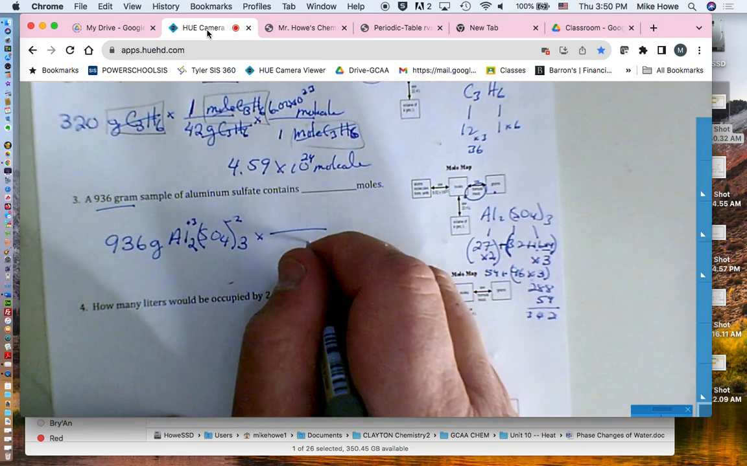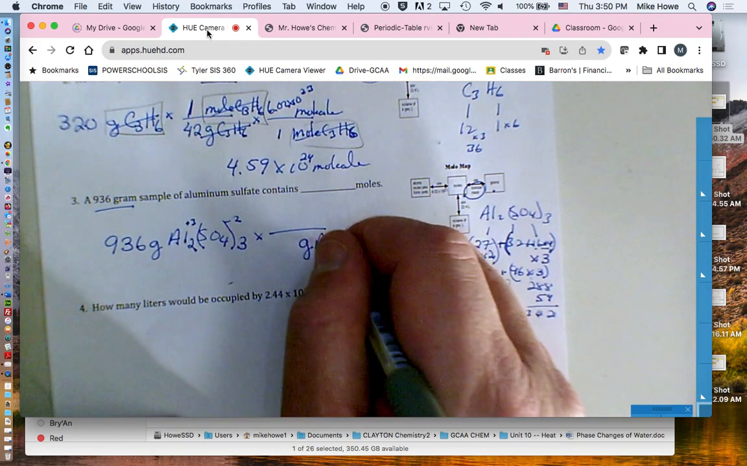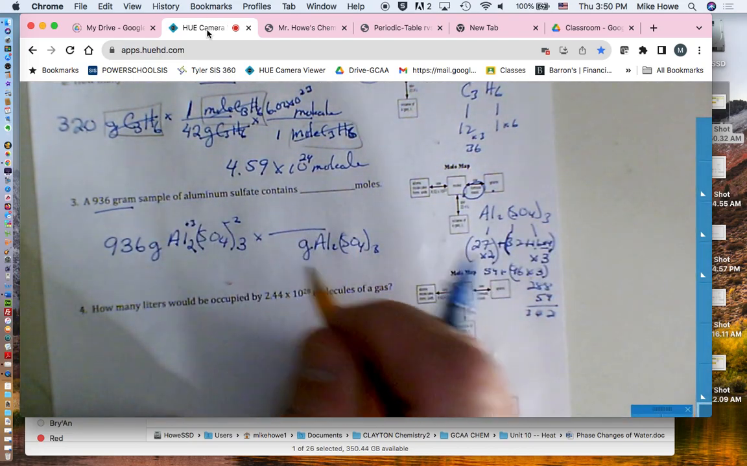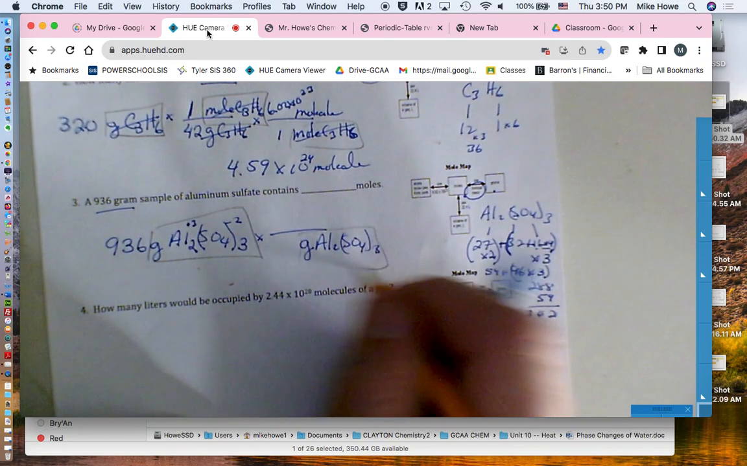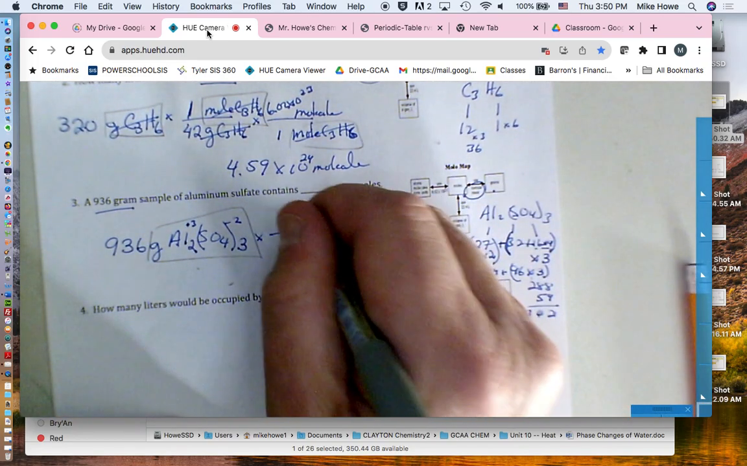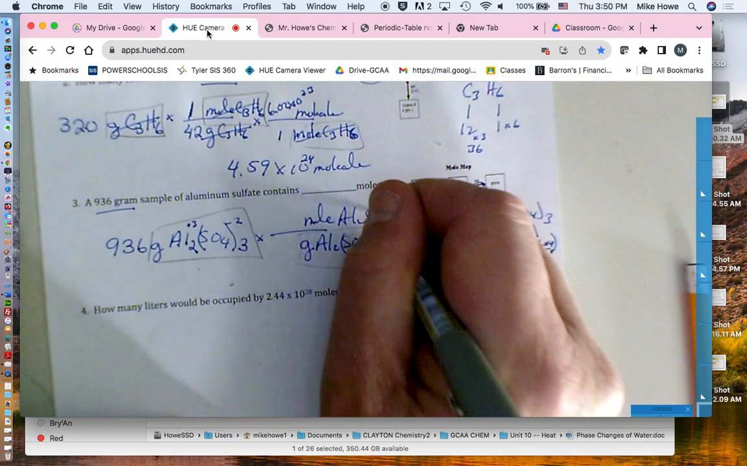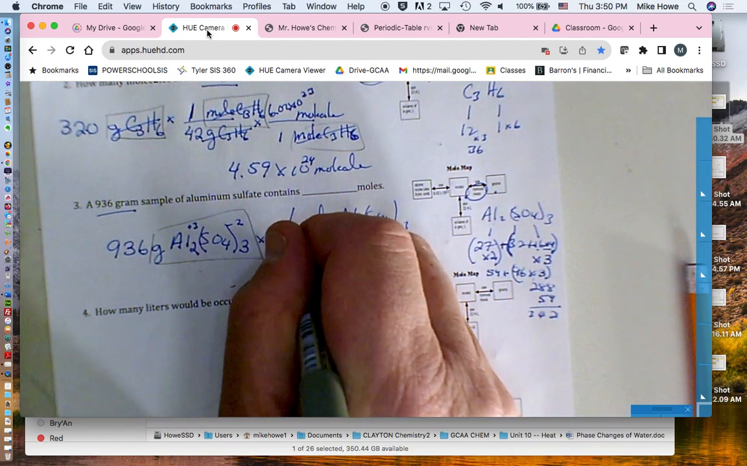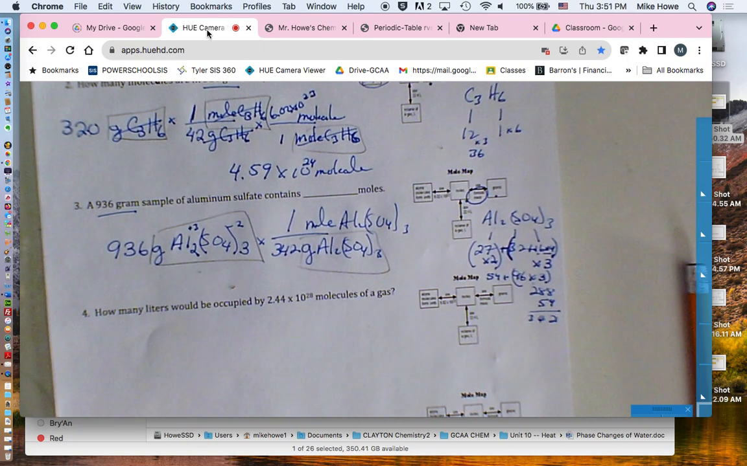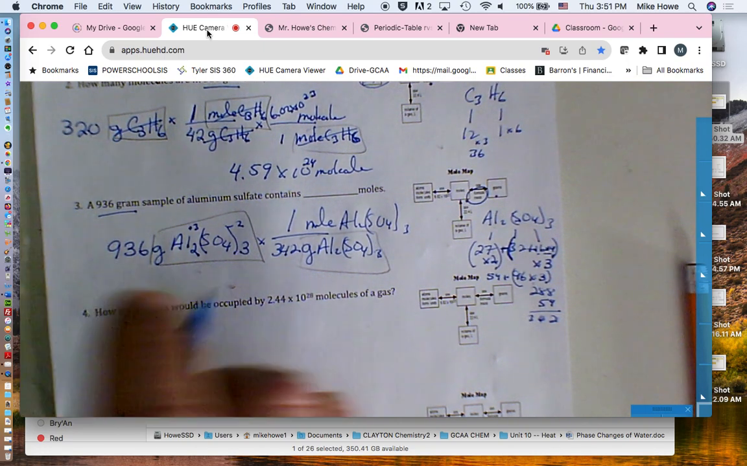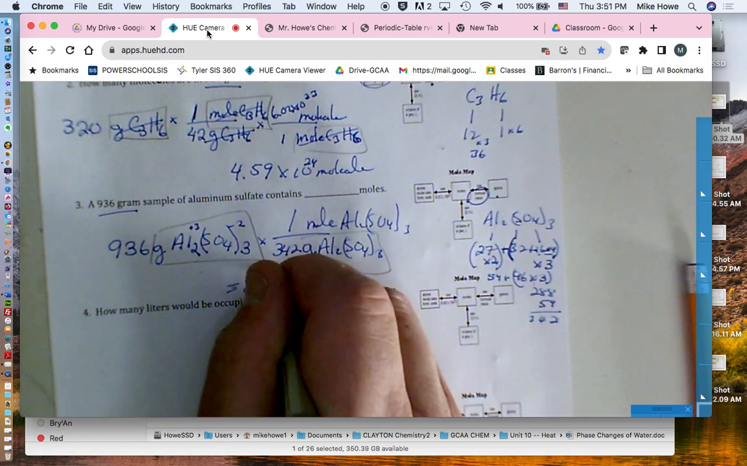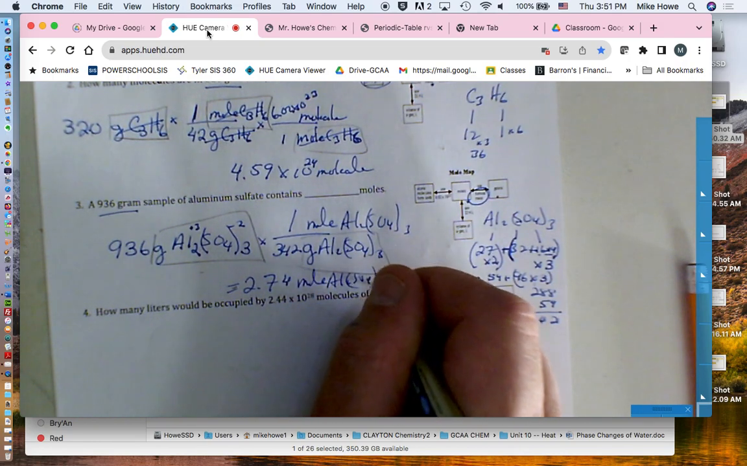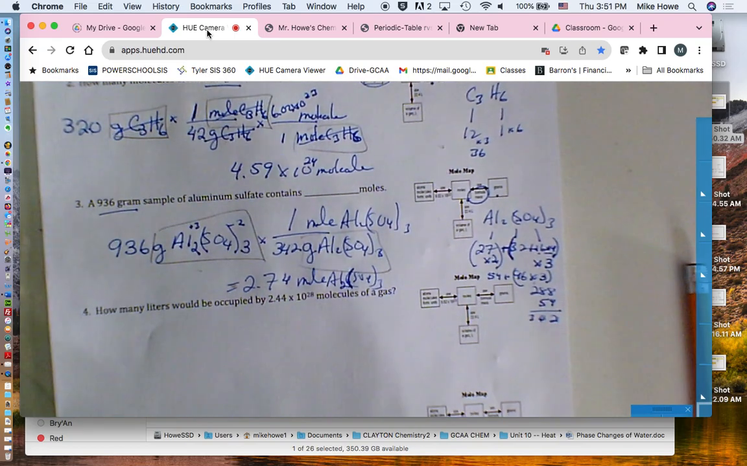All right, so over here, I know I'm going to have grams of aluminum sulfate on the bottom, because whatever's here goes on the bottom. And on the top, you're trying to find moles, so put moles of aluminum sulfate on top. 1 goes in moles. We just figured out that 342 goes with the aluminum sulfate, so 936 divided by 342 equals 2.74 moles of aluminum sulfate. All right, that's number 3.